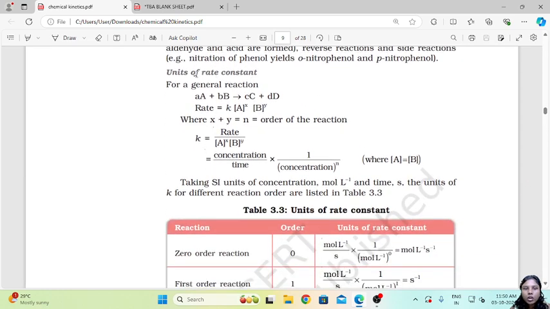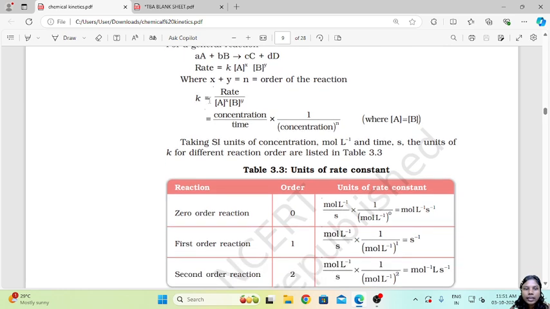Units of rate constant. Now what are the units of the rate constant? For a general reaction, say aA plus bB giving cC plus dD. You know that the small a, b, c, d are the stoichiometric coefficients, where A and B are the reactants and C and D are the products. So rate we write as K, the rate constant, concentration of A raised to X and concentration of B raised to Y. If you do X plus Y, we will get the order of the reaction.